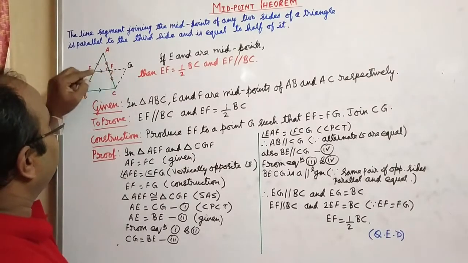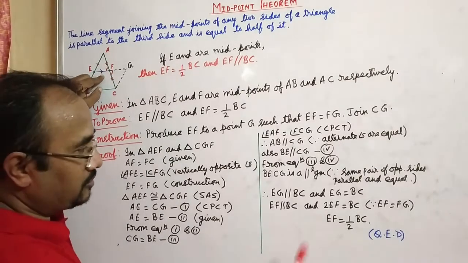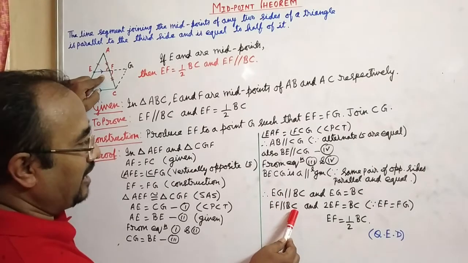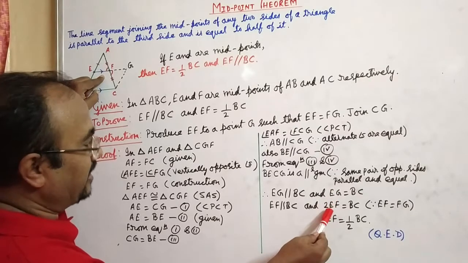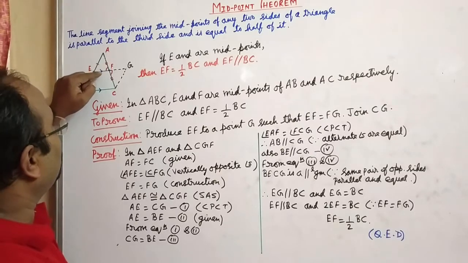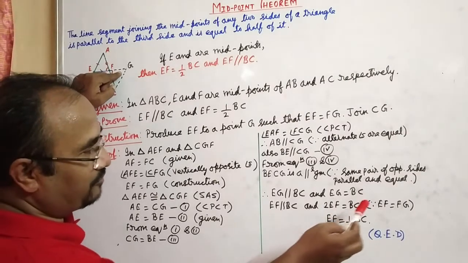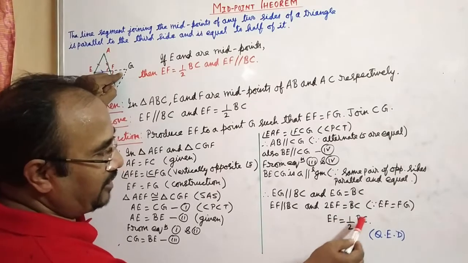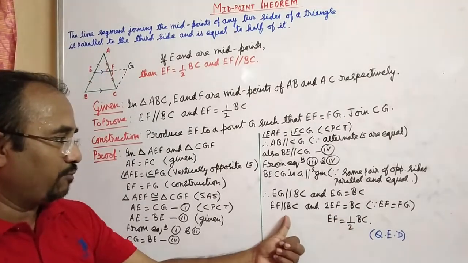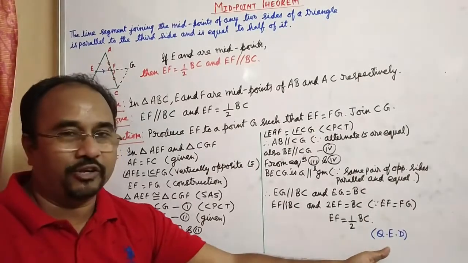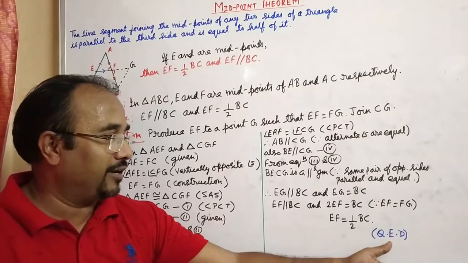On this line EG only, EF is a part of it. So I change this EG to EF parallel to BC, and then EG can be written as 2EF, because we have EF equals FG. Now this 2 will be taken to the other side. So I get EF equals half BC. So parallel proved, half proved. Sum is done. So it ends with a QED, which is quite easily done.